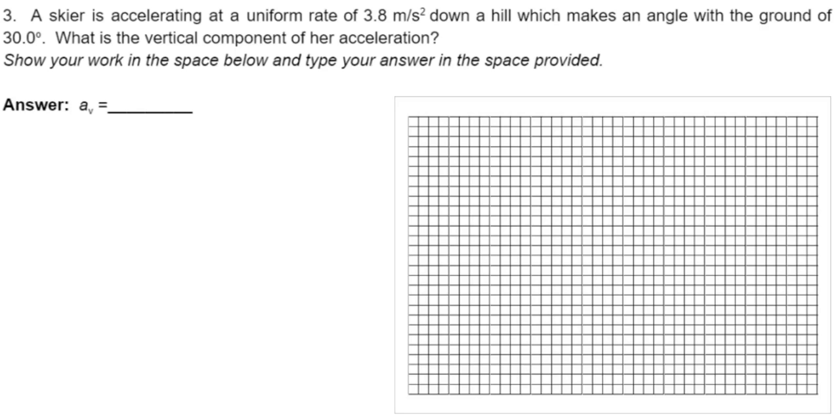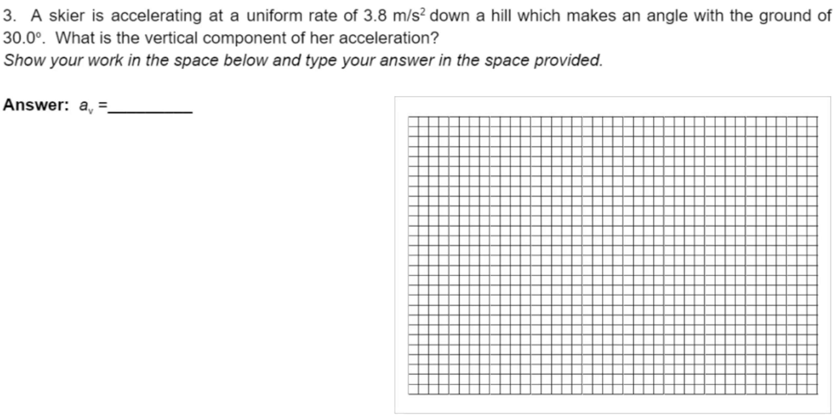Okay, the next problem for vector addition by components: we have a skier that is accelerating at a uniform rate of 3.8 meters per second squared down a hill which makes an angle with the ground of 30 degrees. What is the vertical component of her acceleration? So we're only looking for the vertical component in this particular problem.